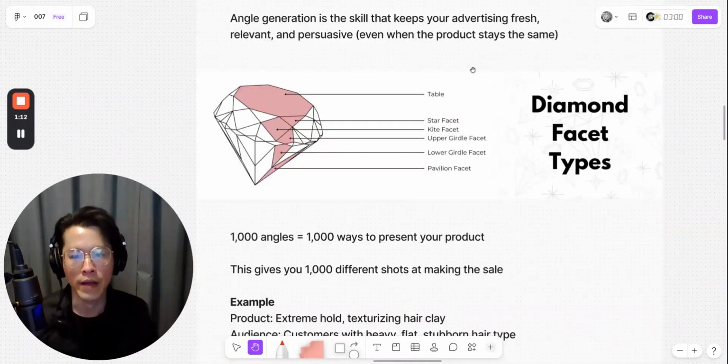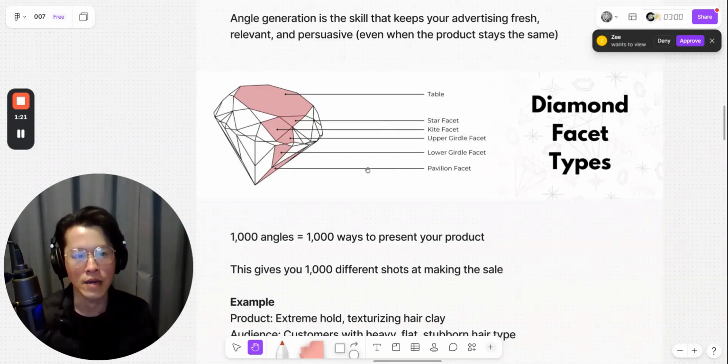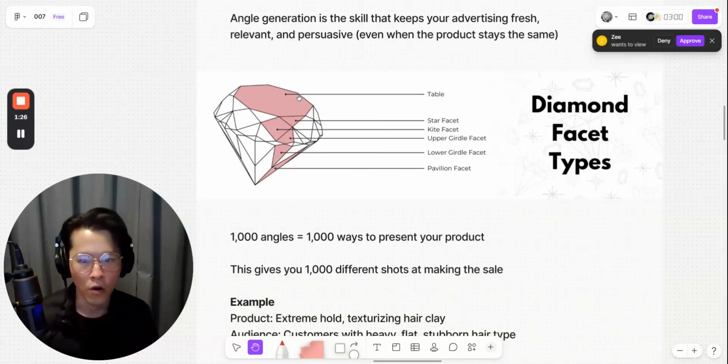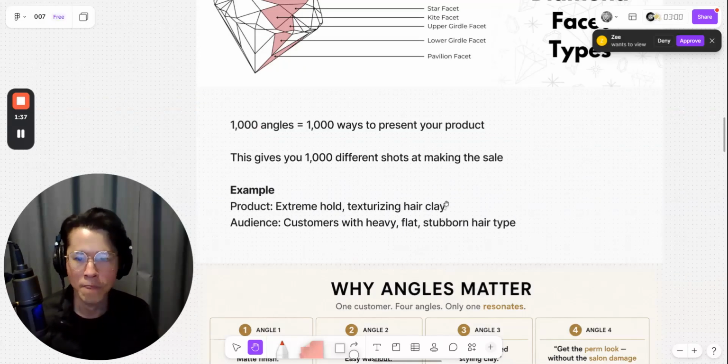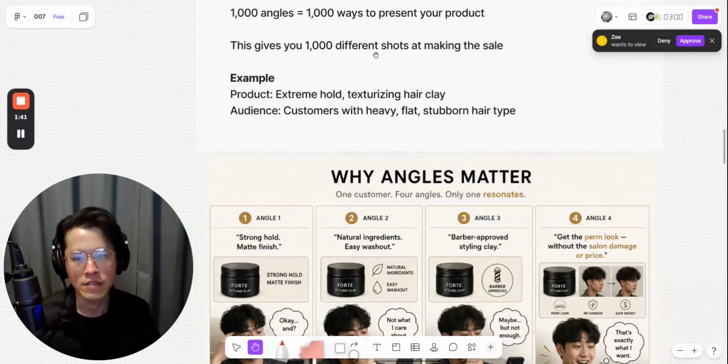So the way I think about angles is that we have, let's say, this diamond, and the different facets are like the different ways we're looking at this diamond. The analogy is that this diamond is kind of like our product, and the different facets are the different angles that we can explain and present our product. So if we come up with many different angles, we can present our product in many different ways. So 1,000 angles equals 1,000 different ways to present the product. And this gives us 1,000 different shots at making the sale.